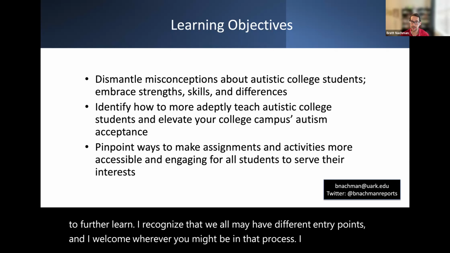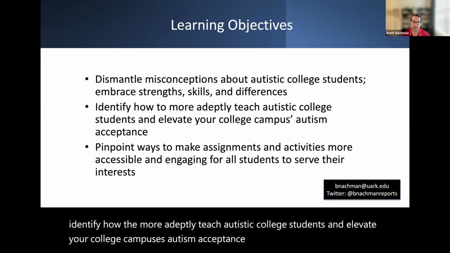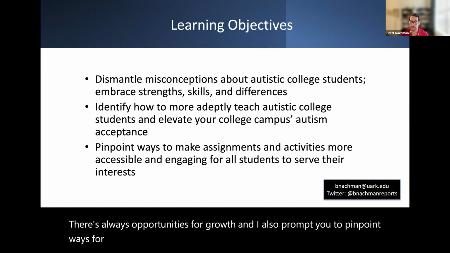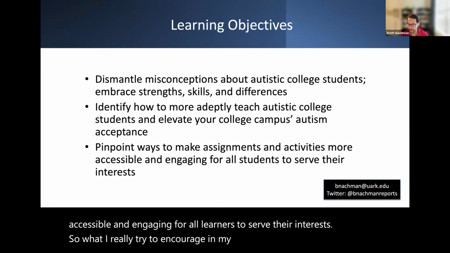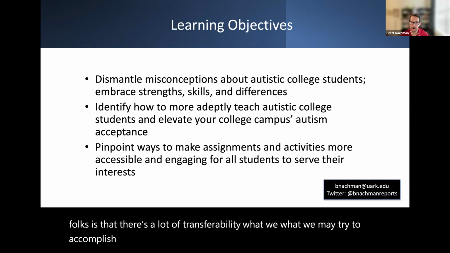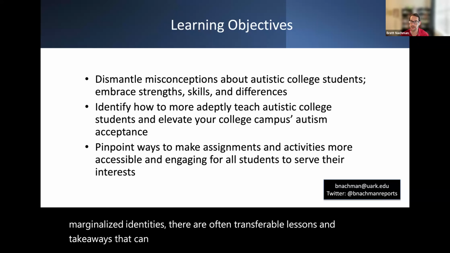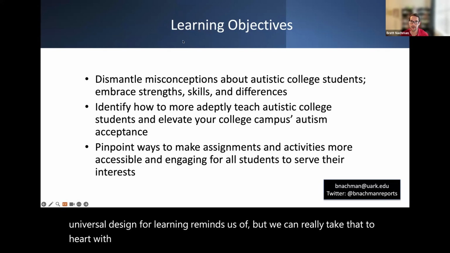I encourage you to identify how to more adeptly teach autistic college students and elevate your college campus's autism acceptance. There's always opportunities for growth. And I also prompt you to pinpoint ways for how you can make assignments and activities more accessible and engaging for all learners to serve their interests. What I really try to encourage in my work and in my conversations with folks is that there's a lot of transferability. What we may try to accomplish in serving our disabled, autistic learners, folks with other marginalized identities, there are often transferable lessons and takeaways that can serve all of our students. That's something that I think universal design for learning reminds us of, but we can really take that to heart with a variety of different approaches that we take.